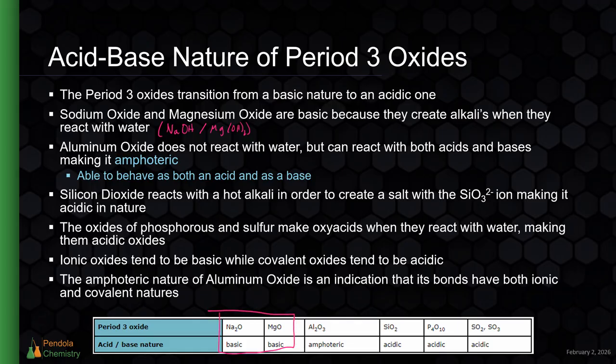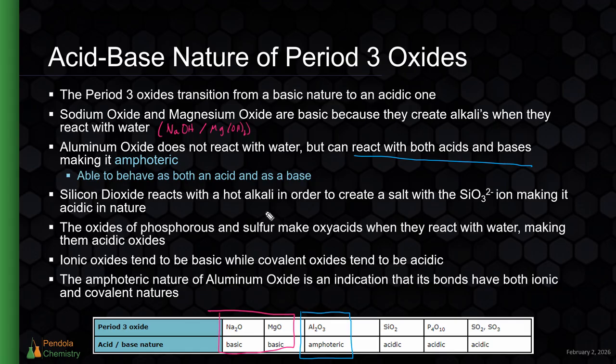Aluminum oxide, on the other hand, is amphoteric, which again means that it can behave as both an acid and a base, because it reacts with both acids and bases. As we saw earlier in the year, an acid is an acid because it can react with a base. And a base is a base because it can react with an acid. So a compound that is amphoteric can do both and therefore react with both. And so that's why aluminum oxide is amphoteric. Not because of its reaction with water, because there is no reaction with water, but because of its reaction with acids and bases.